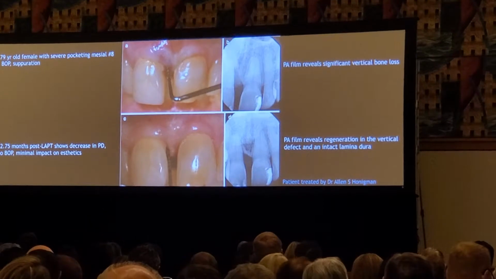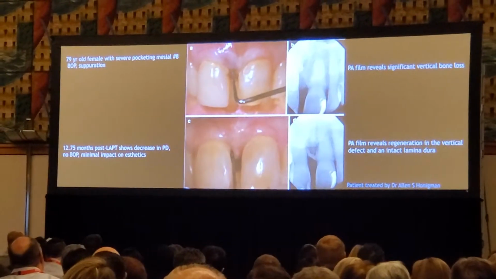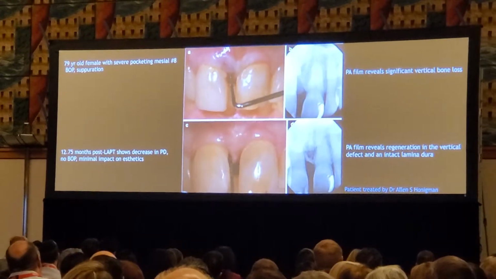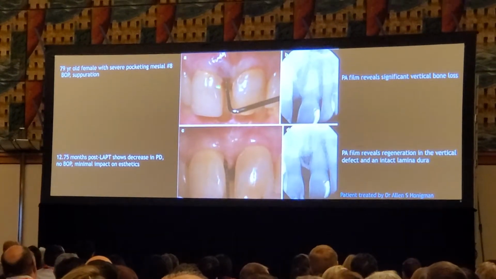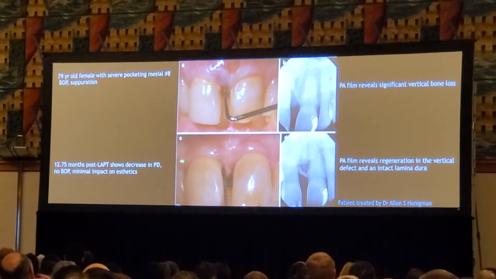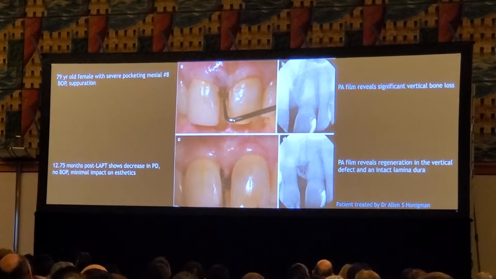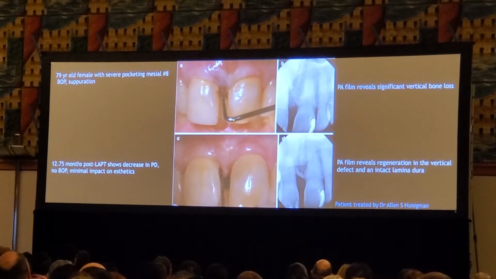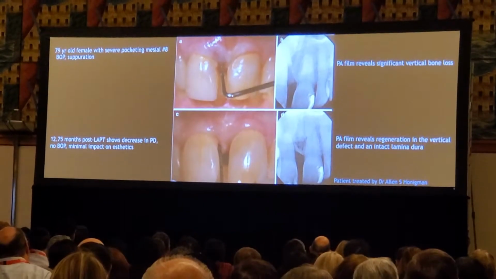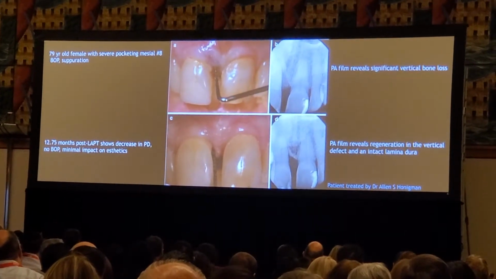Here's another case, a 79-year-old woman with very, very deep probings, 12 millimeters on the mesial of number 8. And again, you can see the advanced vertical defect present here. And again, 12.75 months post laser-assisted periodontal therapy as well. Look at that bone fill. We know that that is a stable tooth, and this woman gets to keep it and does not need interventional therapy for dental implants, or for that matter, even a bridge.